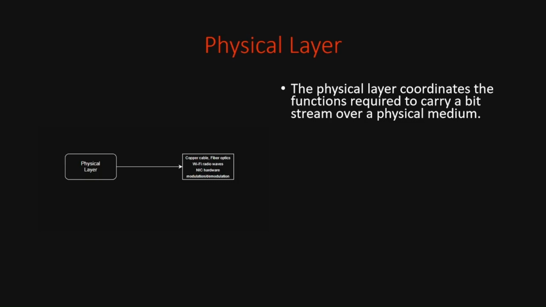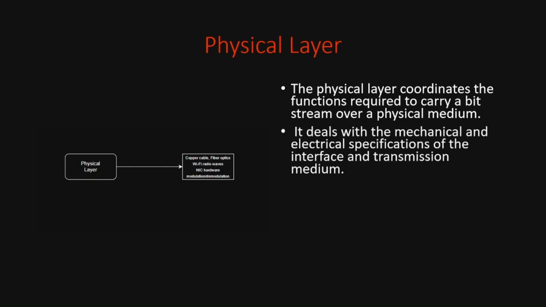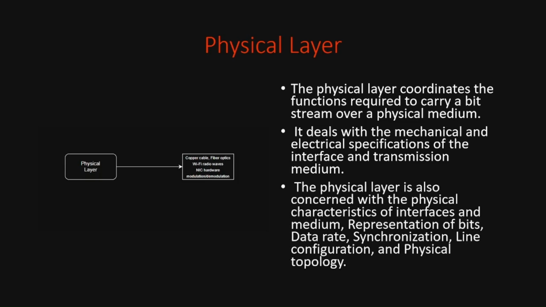But this layer doesn't stop there. It deals with the mechanical and electrical specification of the interface and transmission medium. That means the physical layer worries about things like how much voltage should one represent, what kind of connector should be used, what's the signal strength, the cable type. It's all about the nuts and bolts, literally.